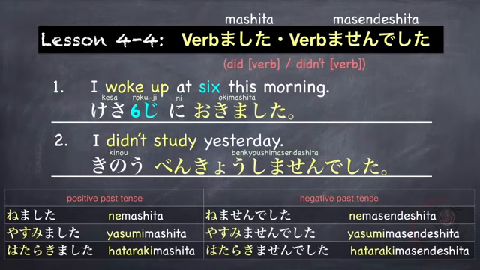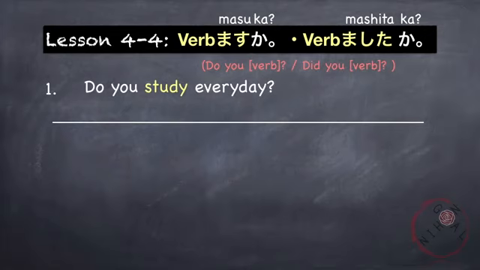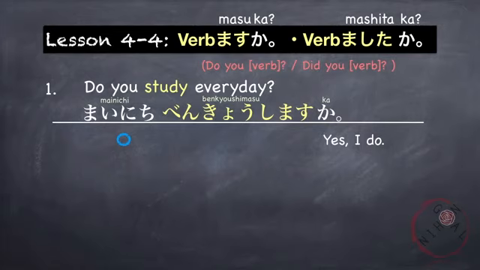Okay, first let's do the verb mas ka pattern. Do you study every day? So this is a question of a habitual action. Every day. Do you study every day? 毎日勉強しますか? So, to say yes, I do, you cannot use そうです or じゃありません or the short version of yes, that's right.